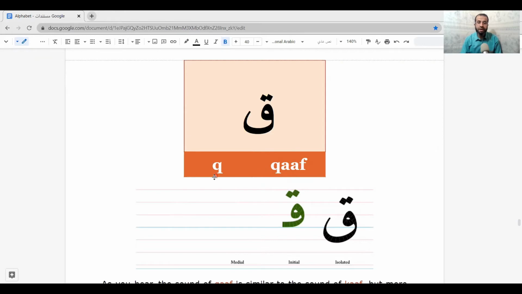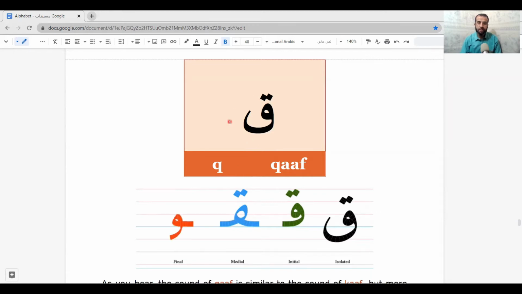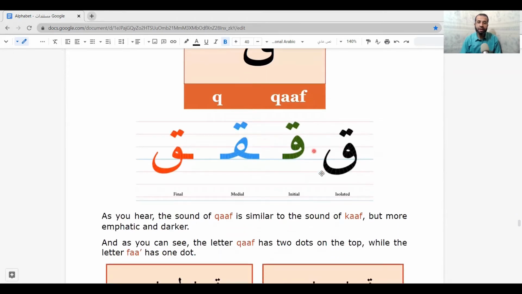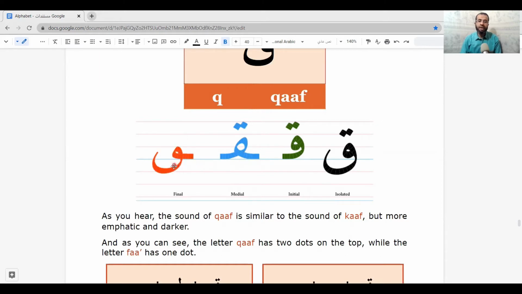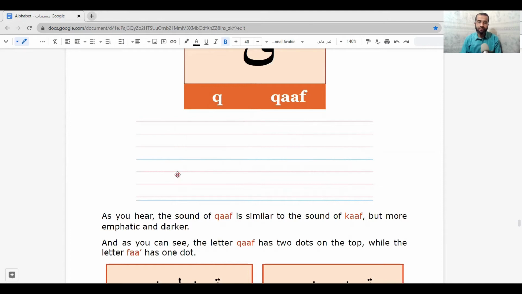قاف. And its sound is قا. As you see, it has two dots. Now look at how it is written. When it is isolated, take your pen and write like this. When it is in the beginning, like this and two dots. In the middle, it's connected to right and to left. And when it is at the end, like this.